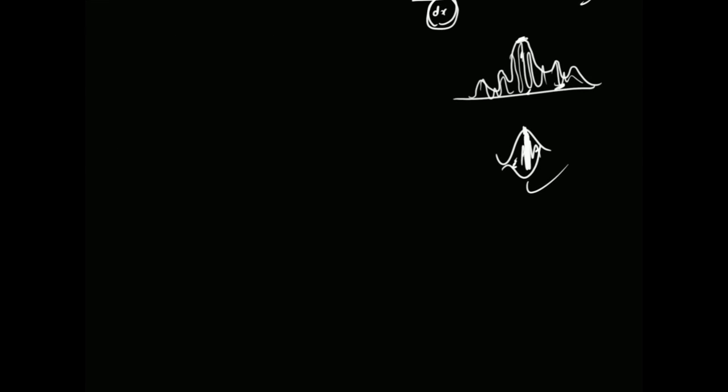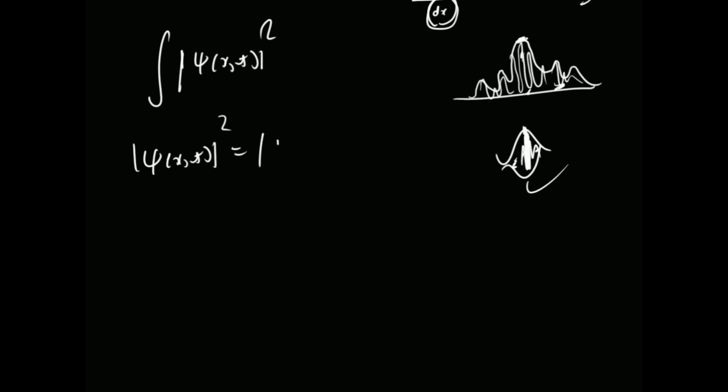For example, take this probability density, which is equal to the modulus squared of psi(x,t). Of course, you know that the modulus squared of psi(x,t) is equal to psi(x,t) conjugate multiplied by psi(x,t). So this probability density is multiplied by dx.